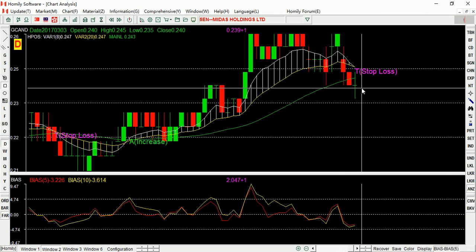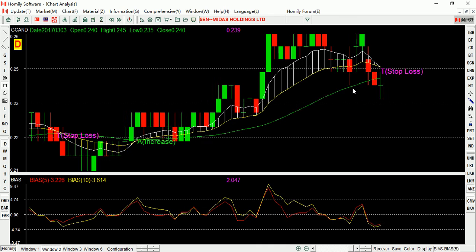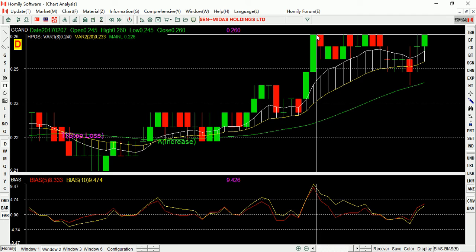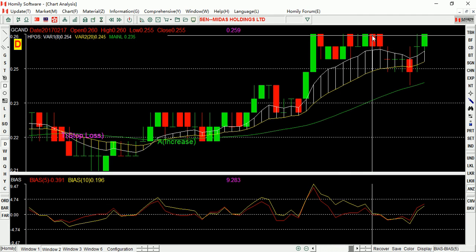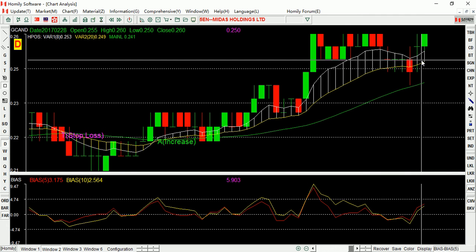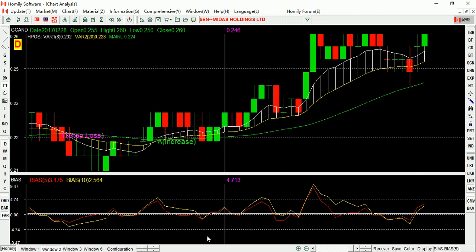But here stop loss appears. You can see here the price touches this and cannot break out. Touch again, cannot break out. So you should know this is the resistance around 0.26. If the price touches here again, you sell first. Maybe you can key in the price yesterday, then you can sell earlier, okay? Because you know where the sell point is, okay?